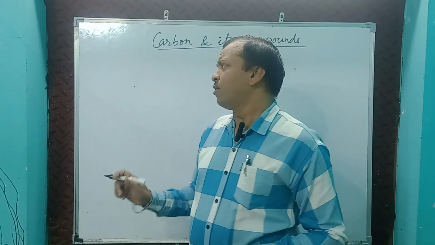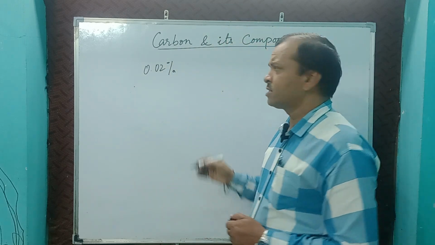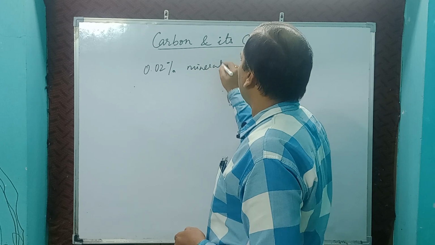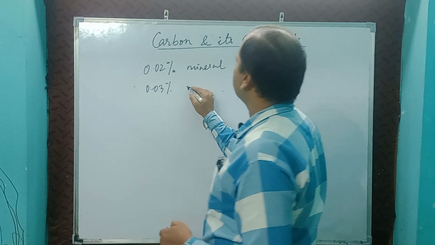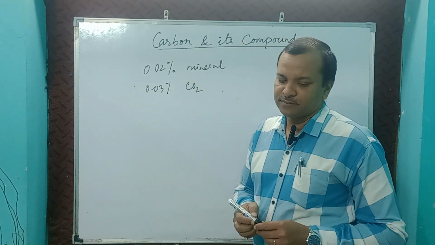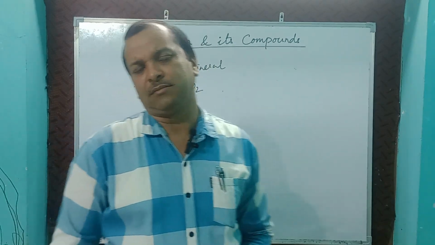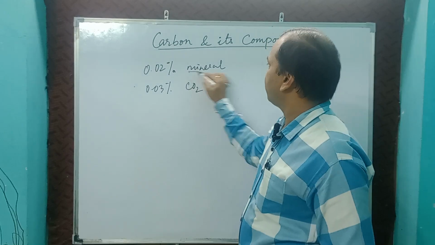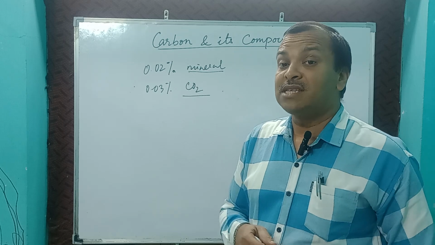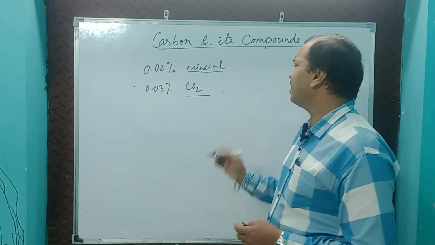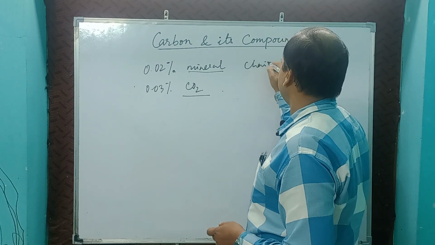Carbon is found only 0.02% in our Earth's crust as minerals and 0.03% in our atmosphere as carbon dioxide gas. Next, we will find it in mineral form as well as in the atmosphere as carbon dioxide. It can make bonds like chain bonds.